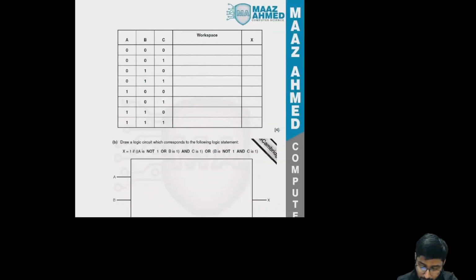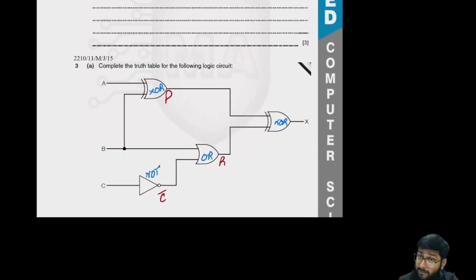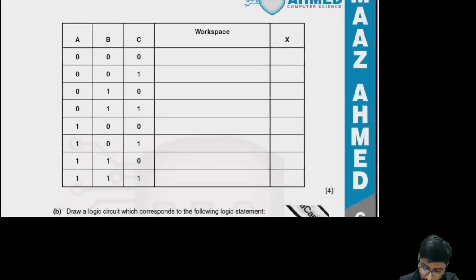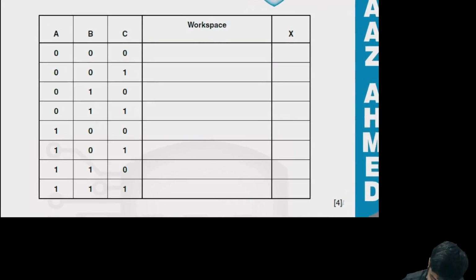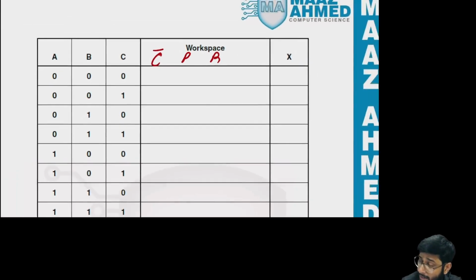So for the truth table, how are we going to do that? We are given the columns A, B and C. What are the 3 other columns that we need to create? We need to check the names of the gates that we have mentioned. We have mentioned the names P, R and C bar. So in the working space, we need to make 3 more columns with the names C bar, P and R. And finally, we will be getting an X over there.